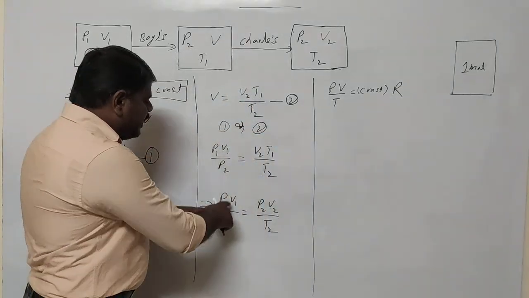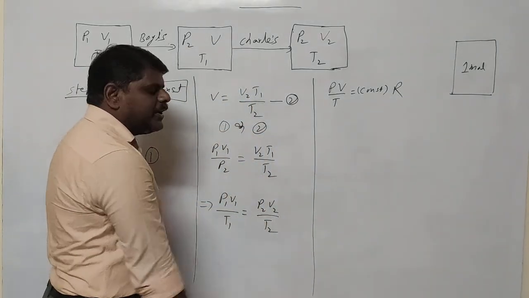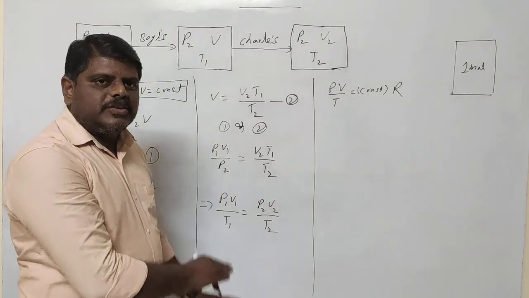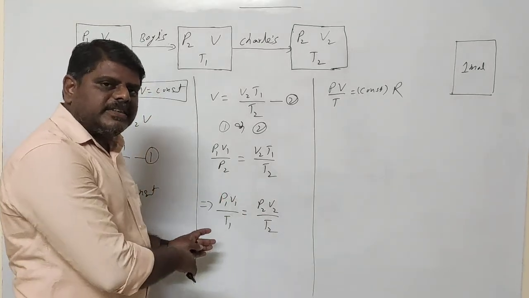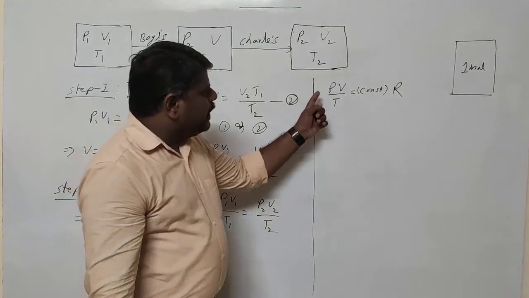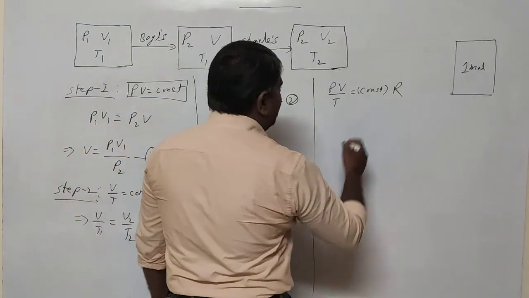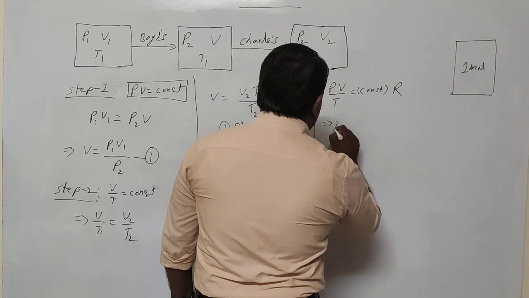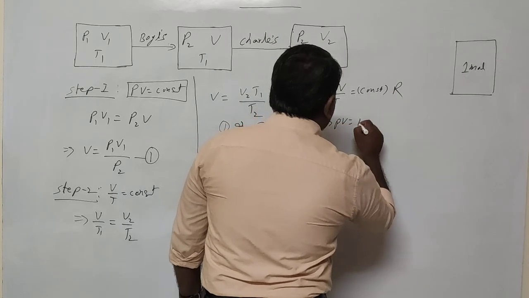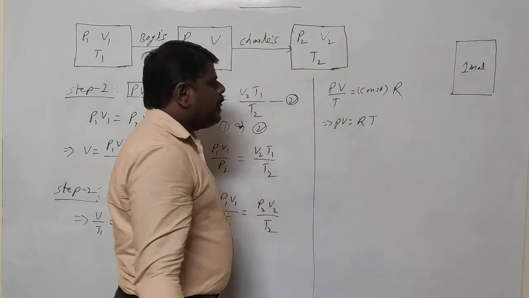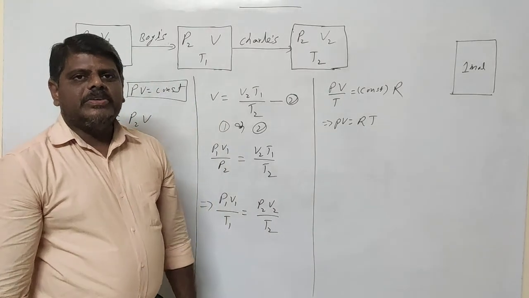That means P1 V1 by T1 is equal to P2 V2 by T2. Both are equal, so it is going to be constant. Either you can take the left side or the right side term. That means PV by T is equal to a constant. If PV by T is a constant, what can you write? PV is equal to R into T.